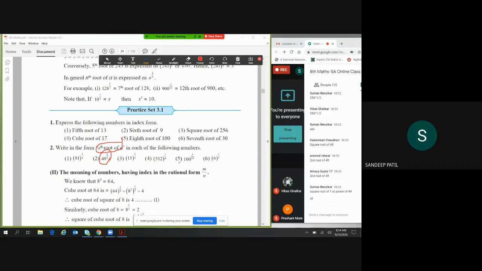So we know 49 raised to 1/2, we can write square root of 49 or second root of 49. What is the answer? Can you write in the chat box? What is the answer for this? Square root of 49. What is the answer? If you solve it, what will be the answer? 7, that's good.